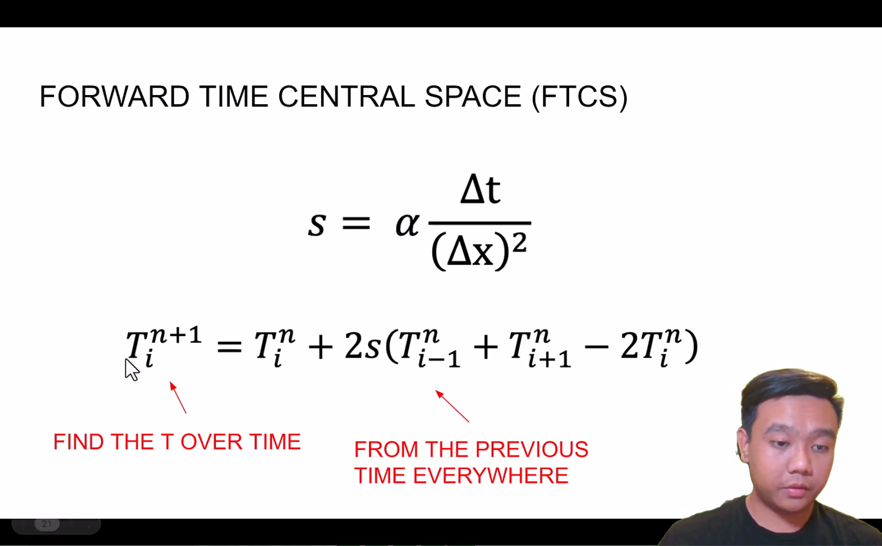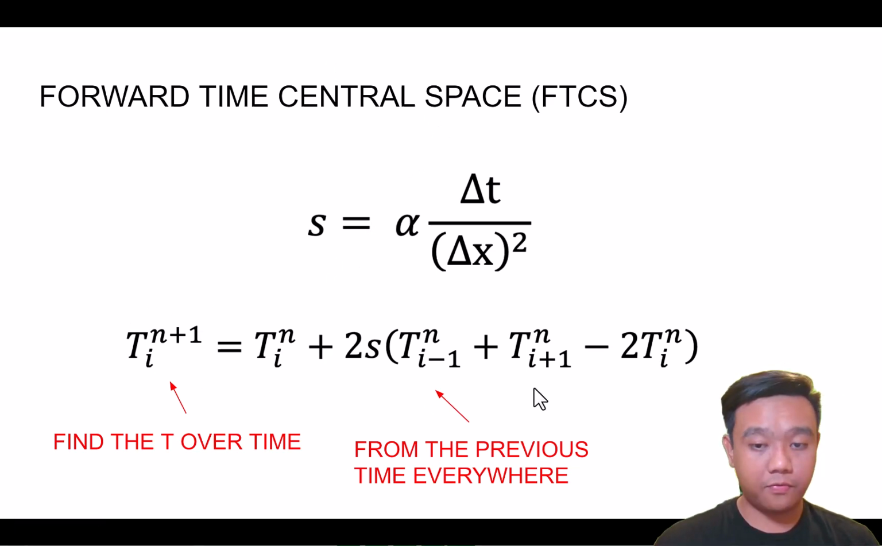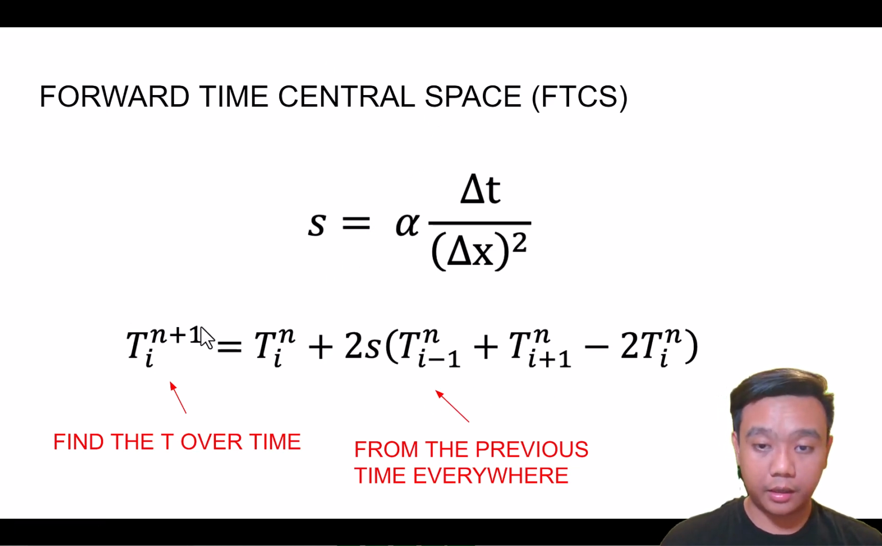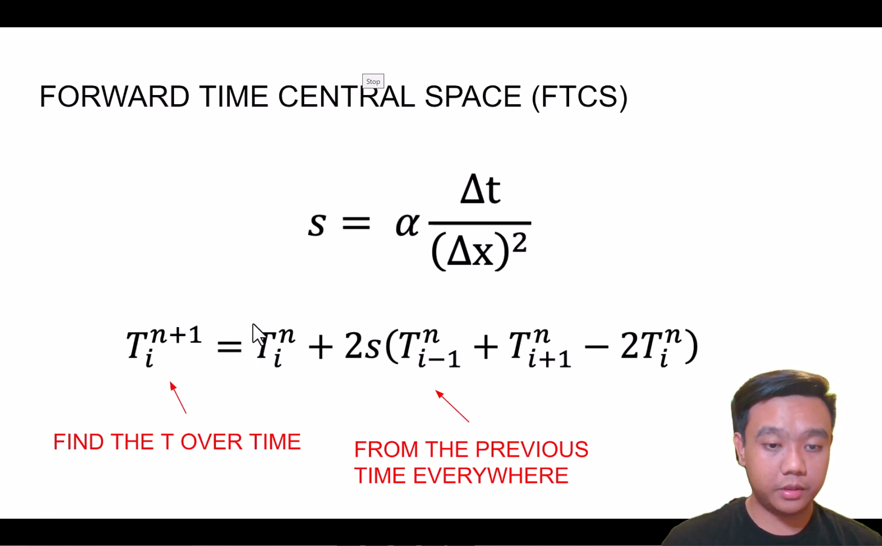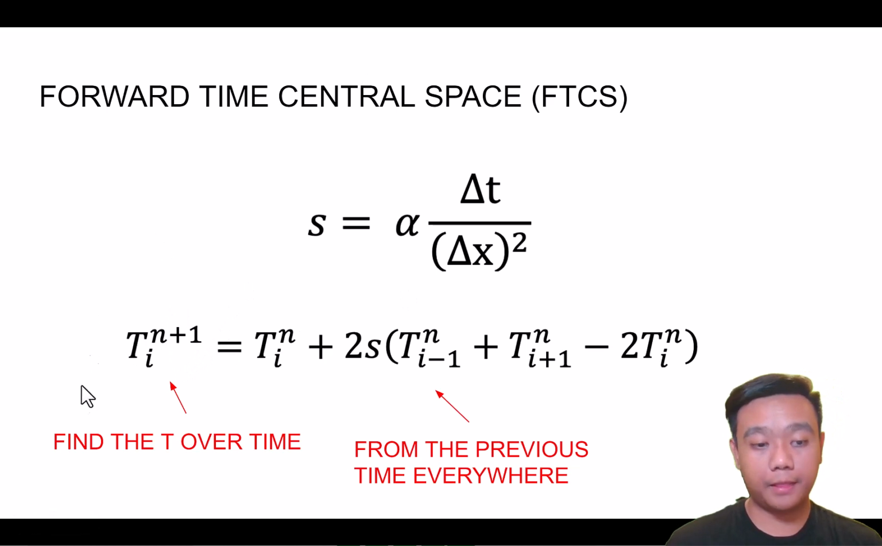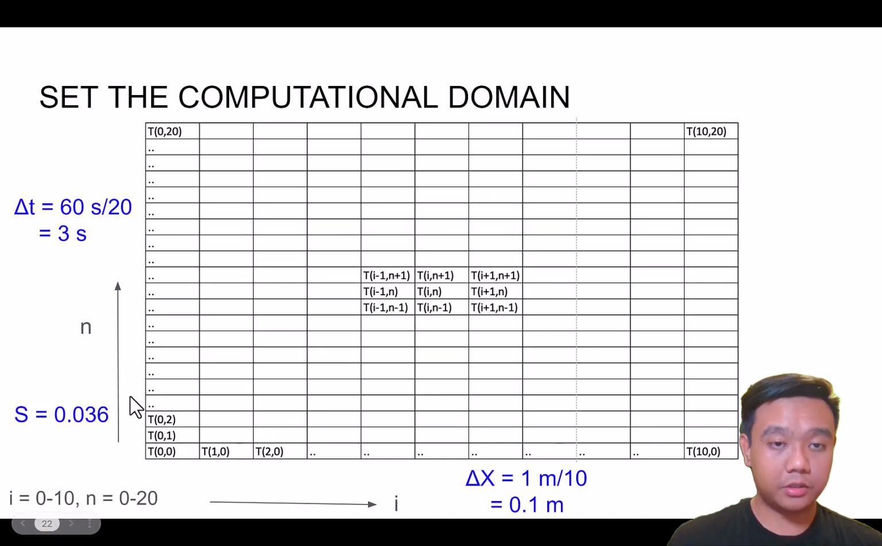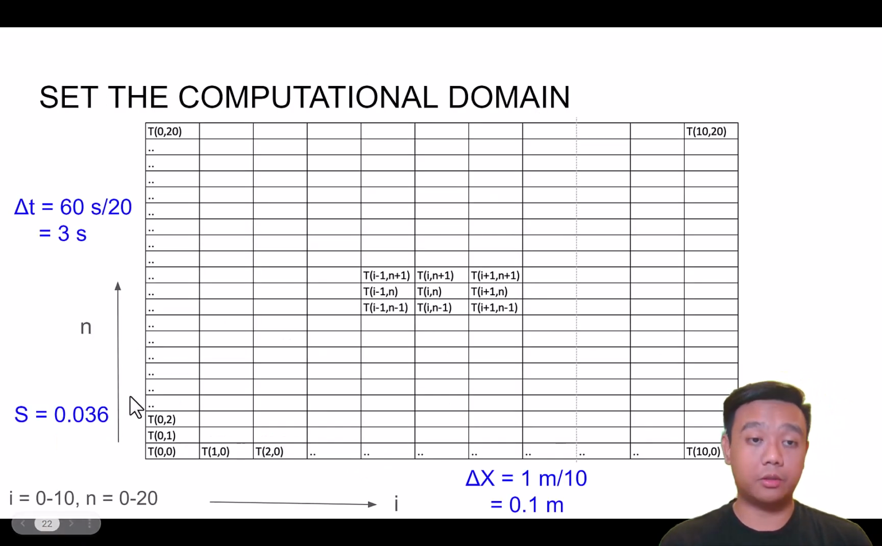Okay, so the equation will be in this form, and it is quite a simple equation actually. We just need to define the i minus 1, t plus 1, and so on and so forth, to get the T n plus 1. So the next step is to define our computational domain.